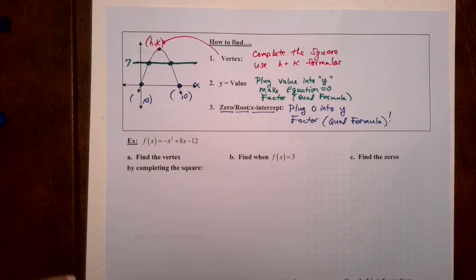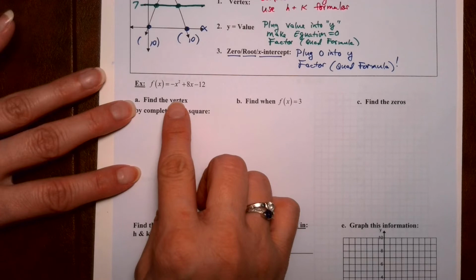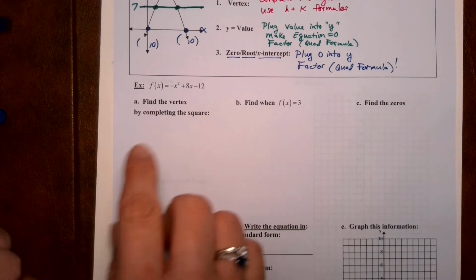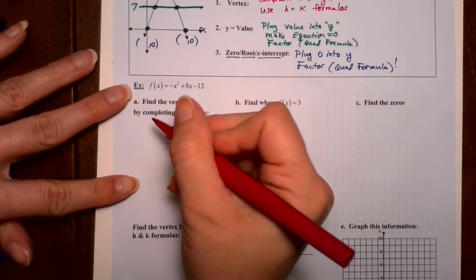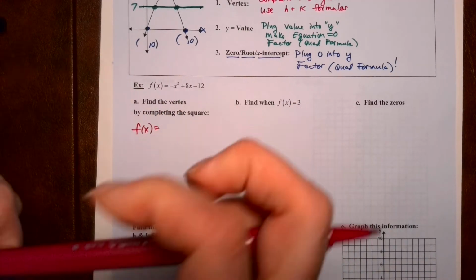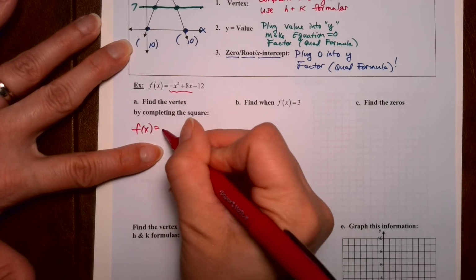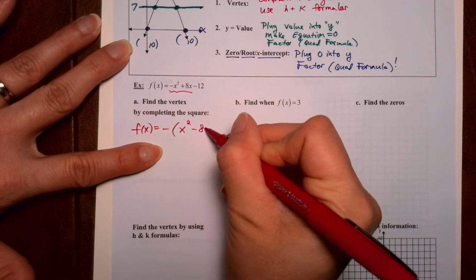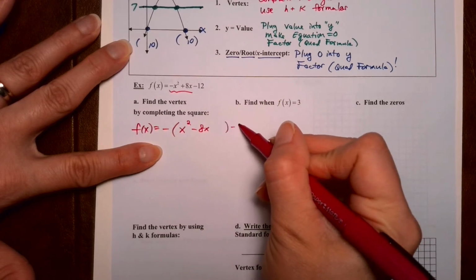Let's do a couple more examples. So I have this parabola right here. Let's find the vertex. We're going to find everything about him and put it all together. Find it by completing the square. So completing the square, let's use pink for vertex. F of x equals, the first thing I'm going to do is get the x squared alone, so I'm going to factor out a negative, and that gives me x squared minus 8x. Negative 12 gets pushed just way off to the side.